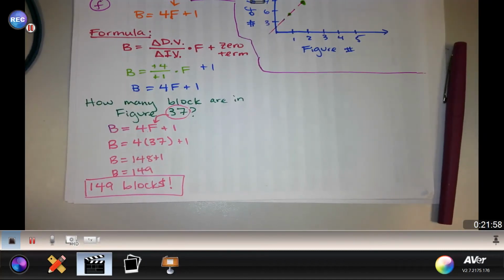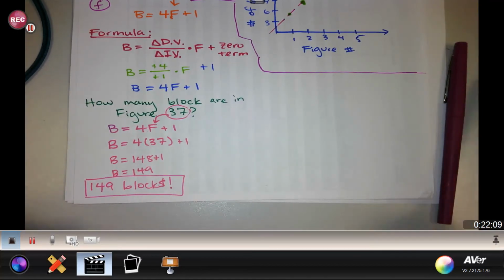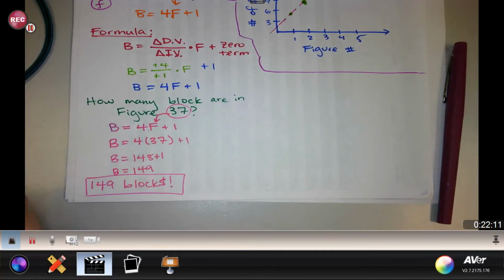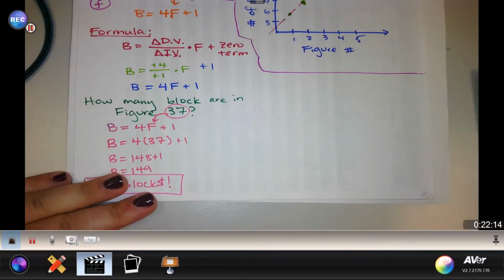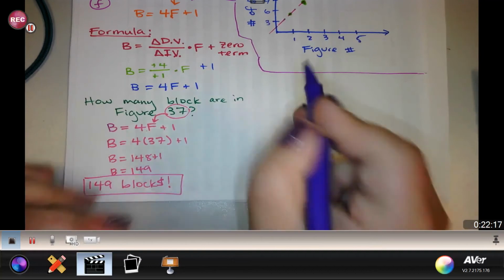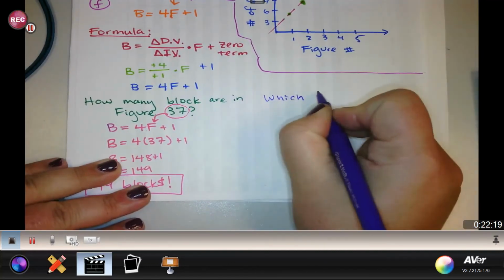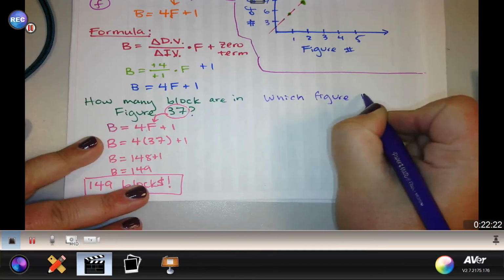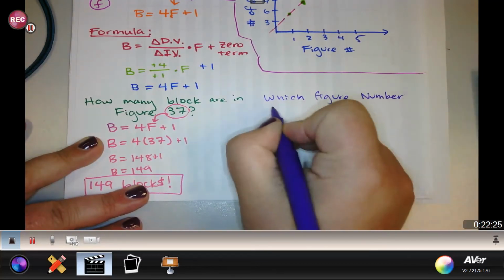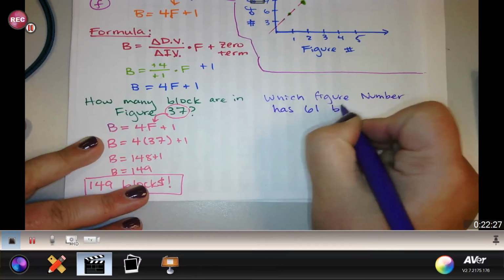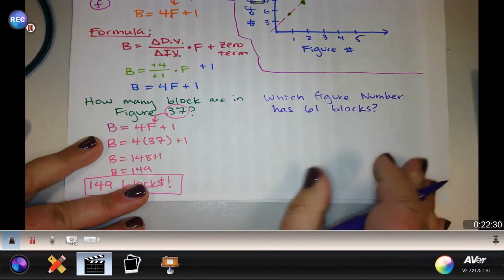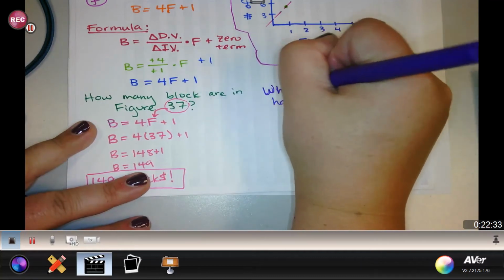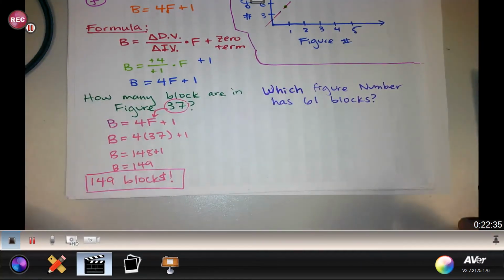So what I want to do now is go the other way and say that we know the number of blocks. So what we're going to do is, let me do a different color so that it looks separate. Which figure number has 61 blocks? Okay, so there we go. Figure number has 61 blocks.